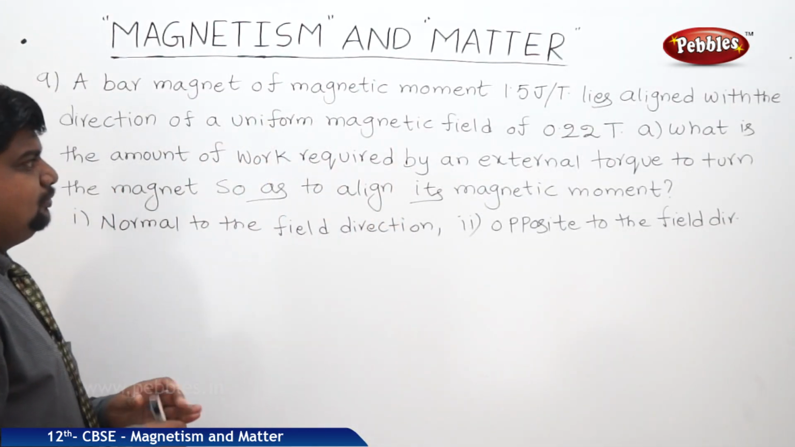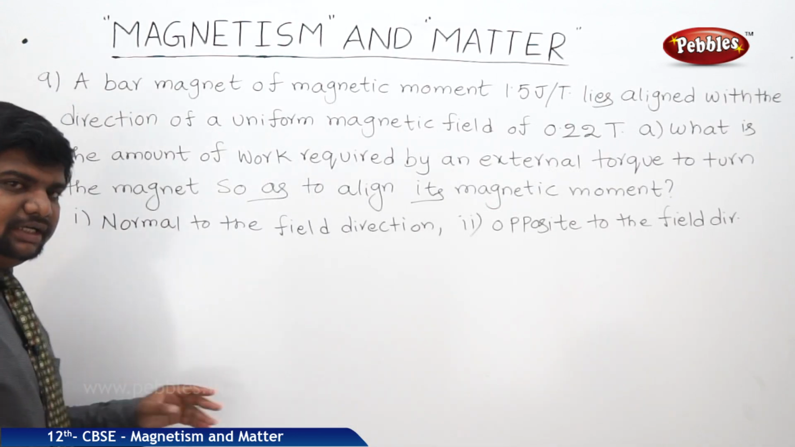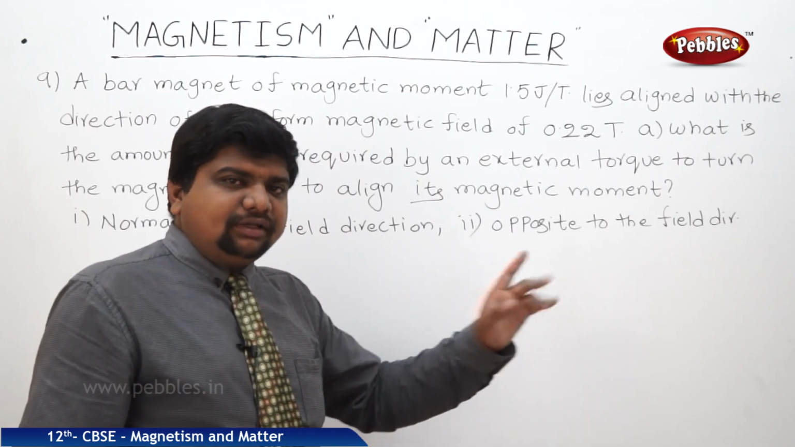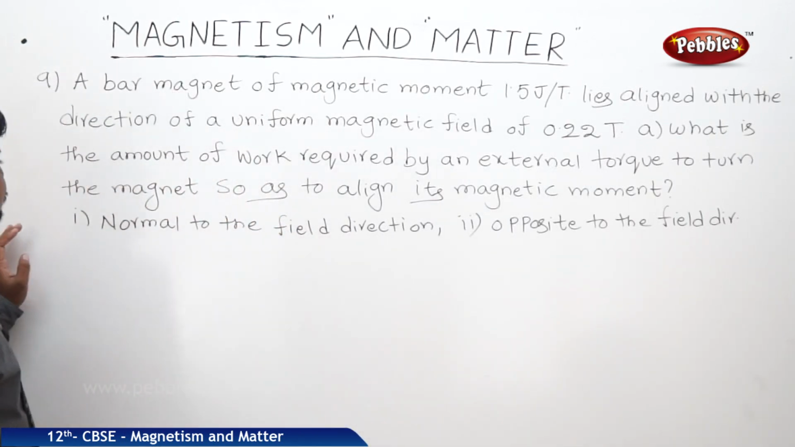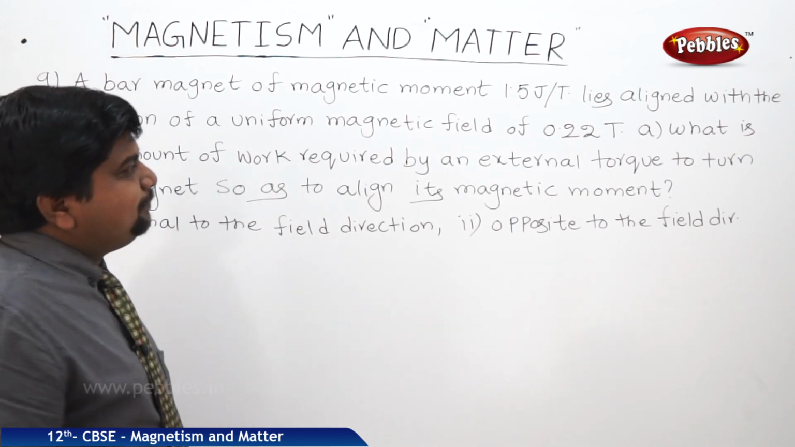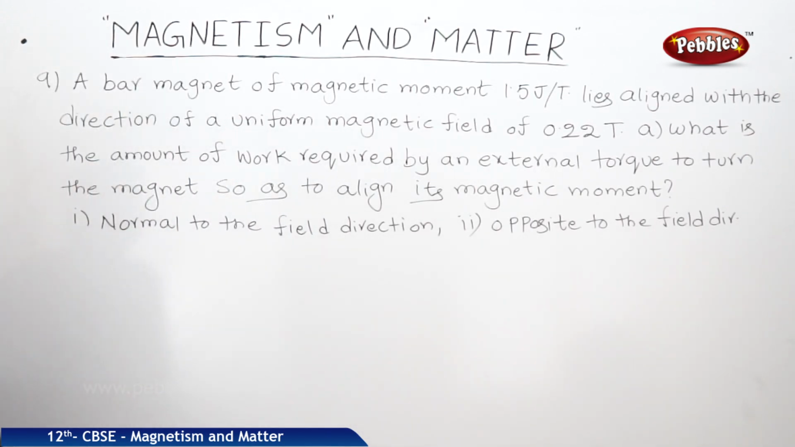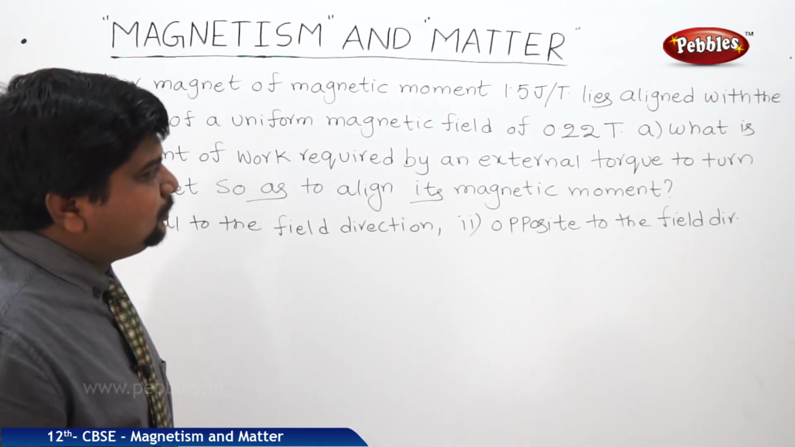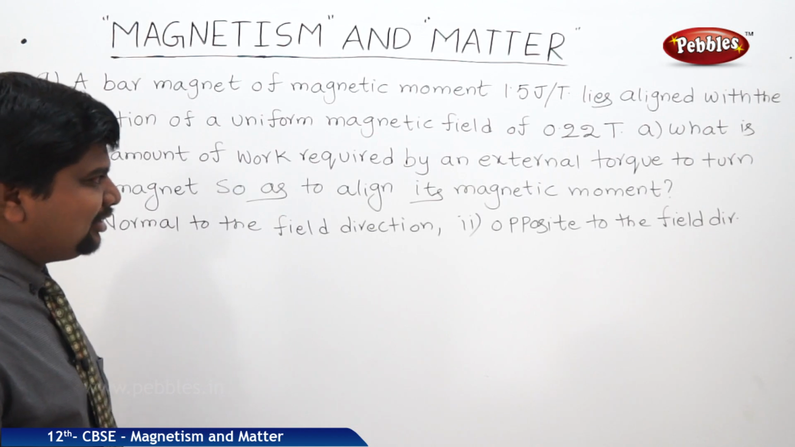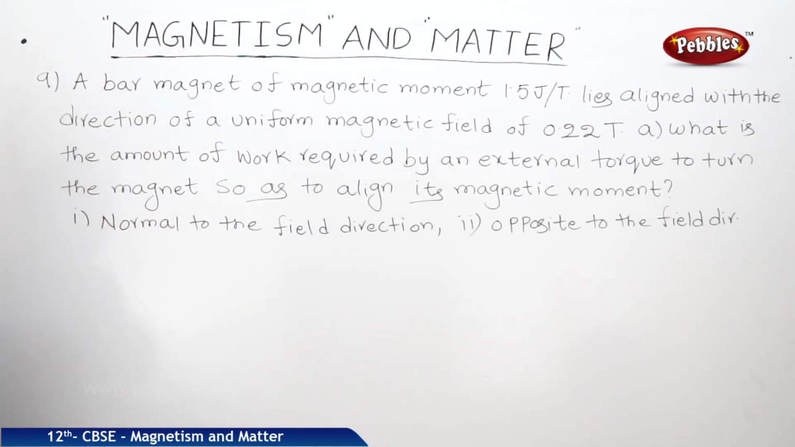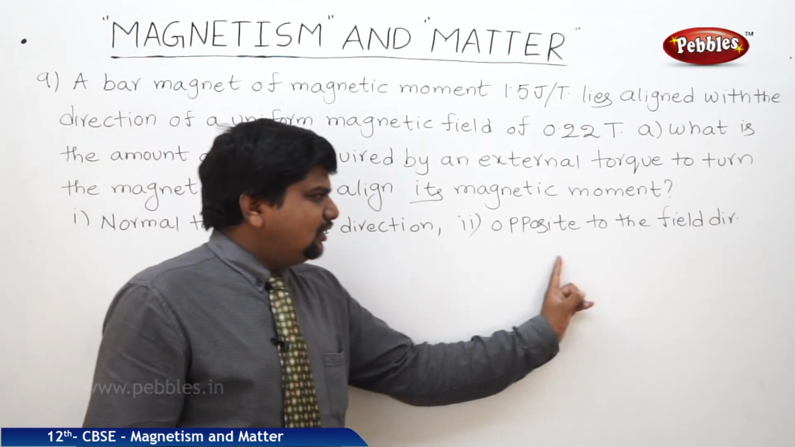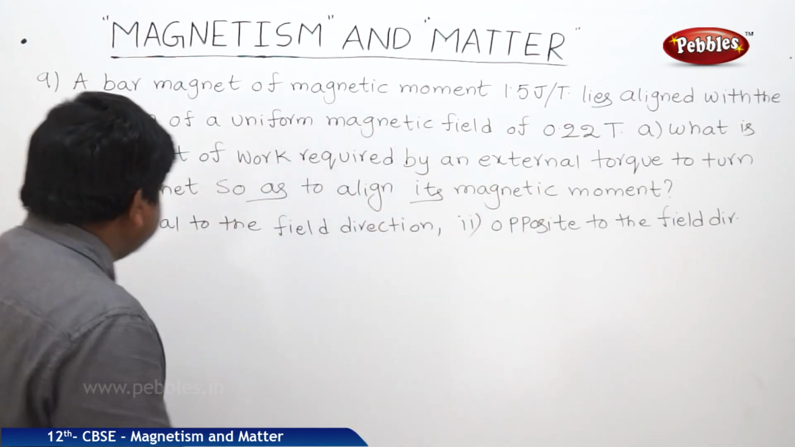This is one of the problems relating to the work done to align the dipole in the field, maybe perpendicular or opposite. The content of the problem is: a bar magnet of magnetic moment 1.5 joules per Tesla lies aligned with the direction of a uniform magnetic field of 0.22 Tesla. What is the amount of work required by an external torque to turn the magnet so as to align its magnetic moment normal to the field direction and opposite to the field direction?